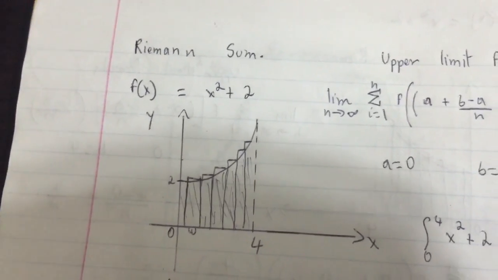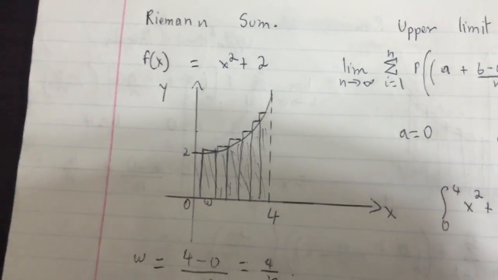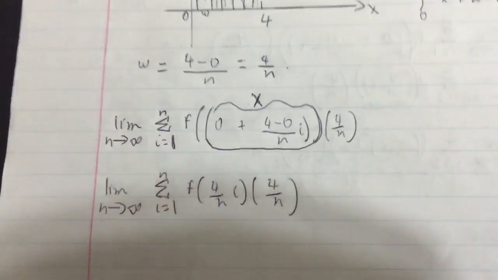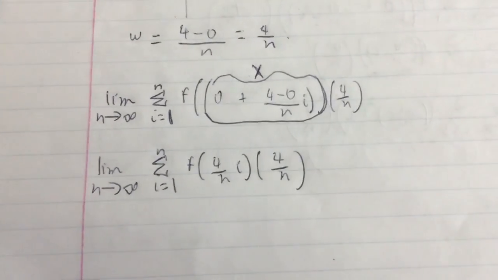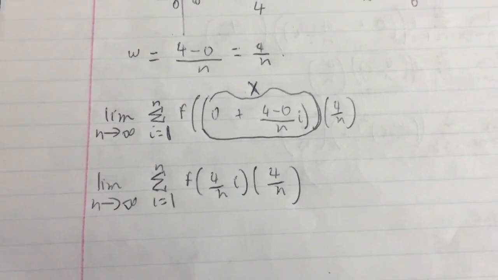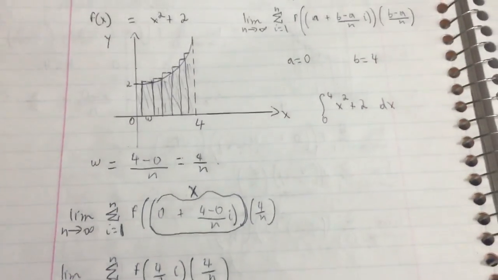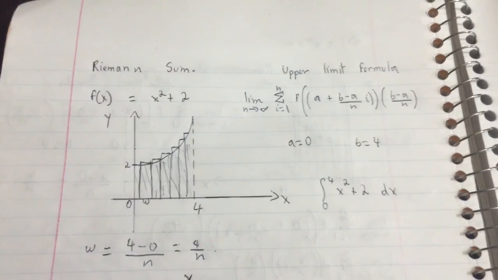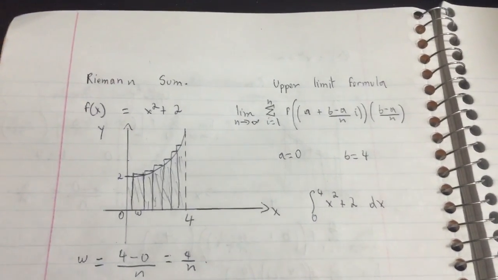But today I'm just here to show you how to set up the equation. So this is basically the end result. This is the equation that we need: the limit as n approaches infinity of f of 4 over n times i, times 4 over n. This is how you set up the equation for the Riemann sum using the upper limit formula.